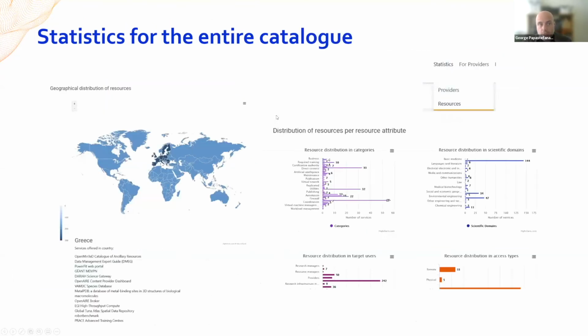Another functionality is a view of statistics on the entire service catalog, not only your services, but also all the services and providers registered in the catalog. There are different charts visualizing the distribution of resources per different categories of services, per country, per target users, and other things. This is also accessible by providers in the providers portal.